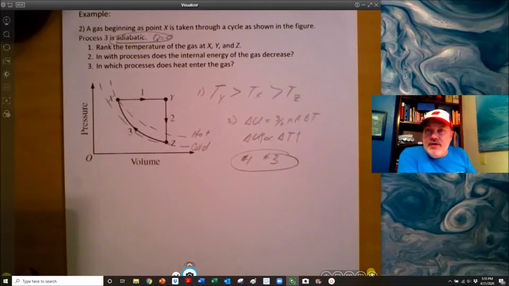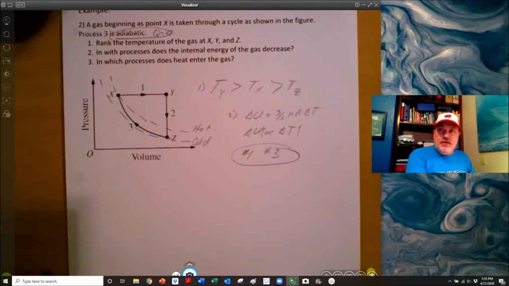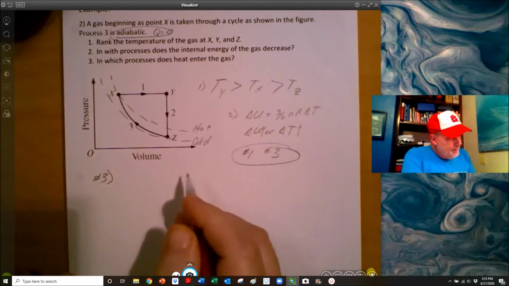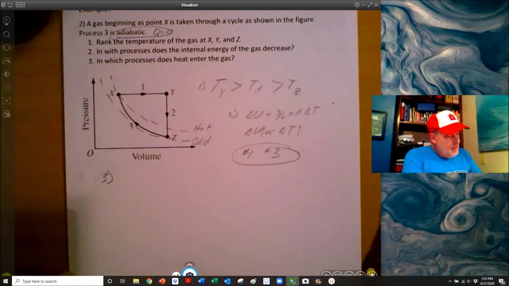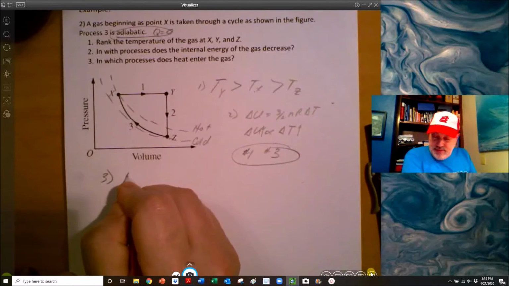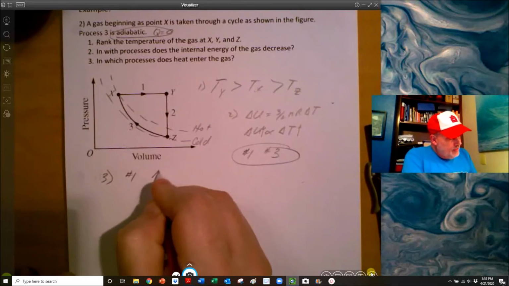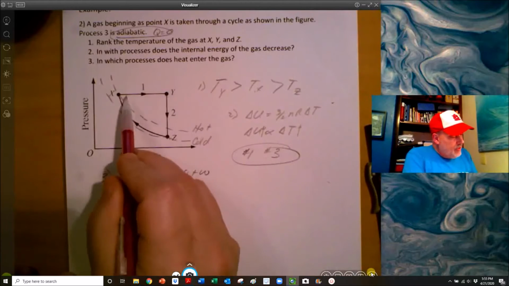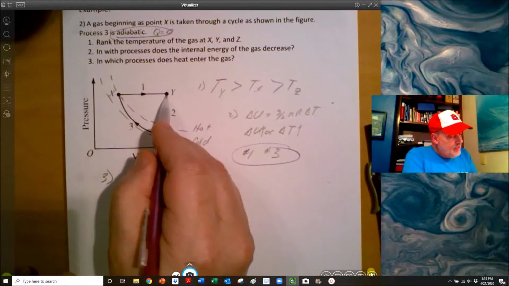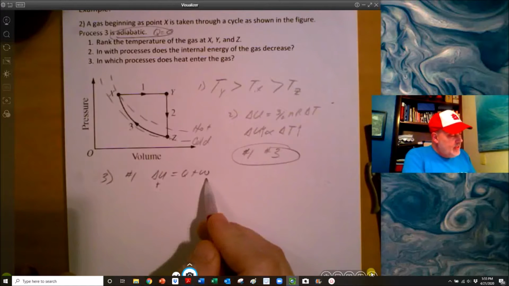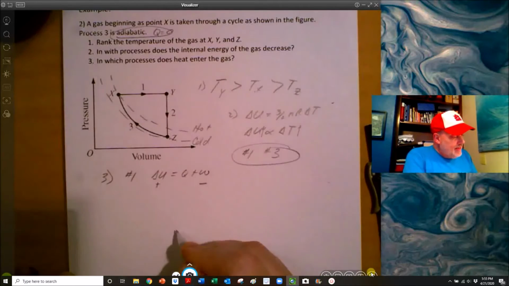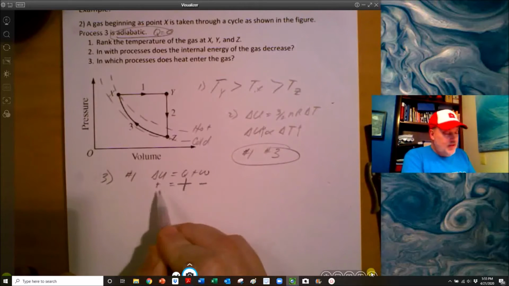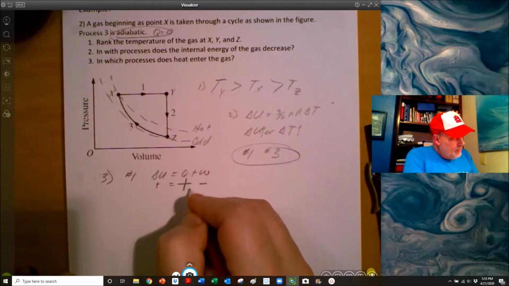It says, in which process does heat enter the gas? All right, well, let's organize this. So here's question number 3. Actually, I should just do this. For process number 1, delta U equals Q plus W. So for process 1, we have a positive increase in temperature, therefore internal energy. And the work is to the right, so that's negative. So heat must go in, so that a big positive plus this negative equals a positive over here. So this one will work.